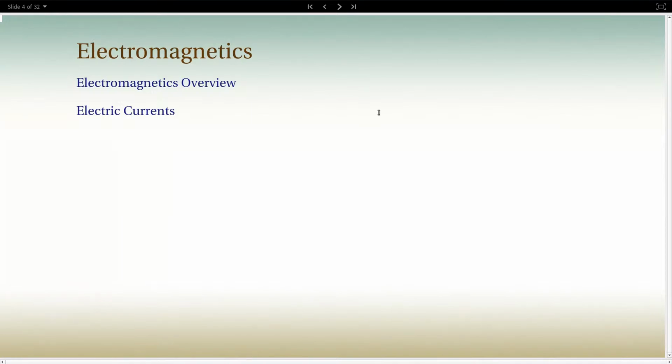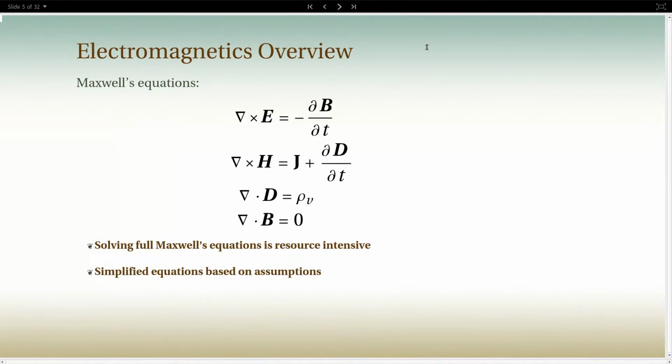Electromagnetics. So that's a field we've started looking at more closely. And for this version, we've added 2 new monographs. There's an electromagnetics overview and an electric currents monograph. And I'm going to look at some of these things just now.